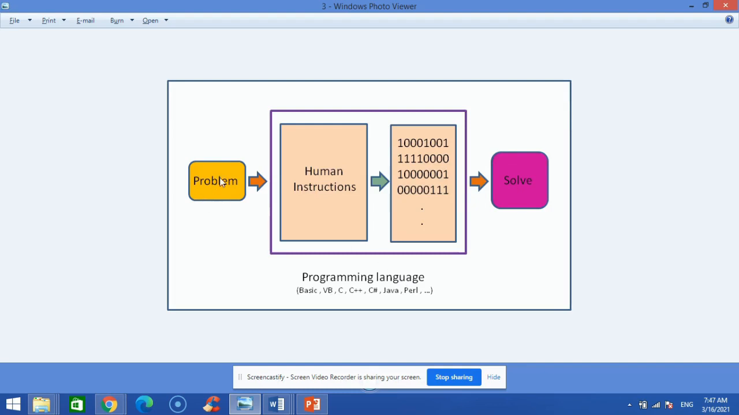So there's a solution. For example, we write a program as human-readable instructions in any programming language we like, and then there is software which converts those instructions to machine language so that the computer can read them, understand them, and give us the desired result.